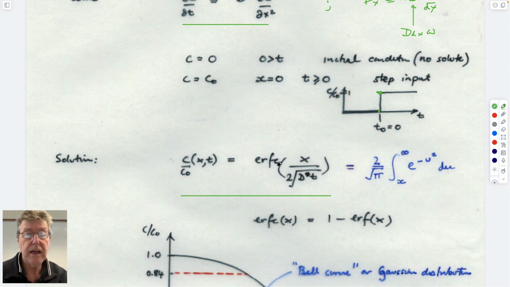This is known as the complementary error function. The error function is ERF, C is the complementary, and I think it just means 1 minus.